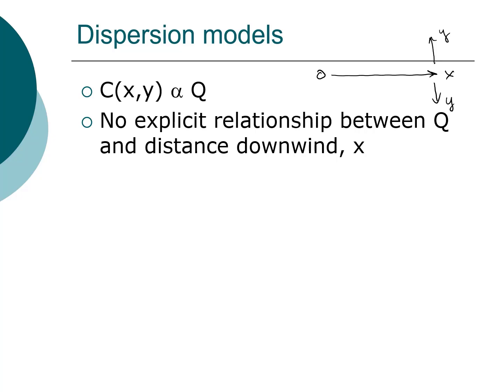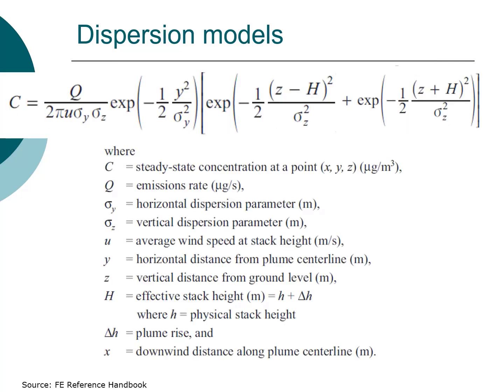Now there's no explicit relationship between Q and distance downwind. Instead, we use a model that predicts the concentration of the pollutant in the horizontal and vertical directions by a Gaussian or normal distribution. So this is the general equation for the concentration as a function of the emission rate Q, the distance downwind, elevation, wind speed, and dispersion coefficients.